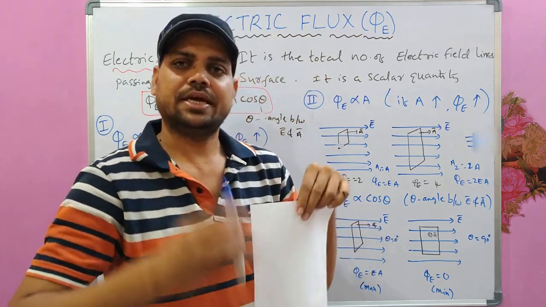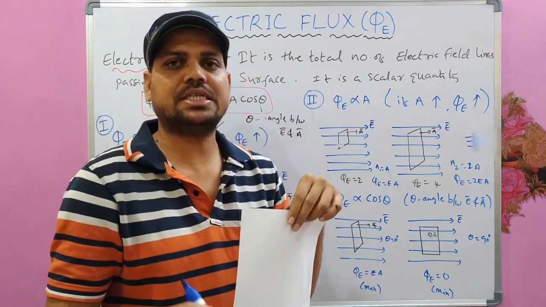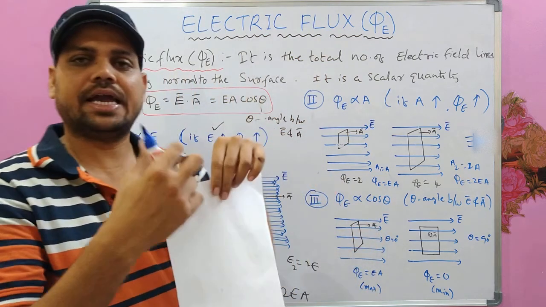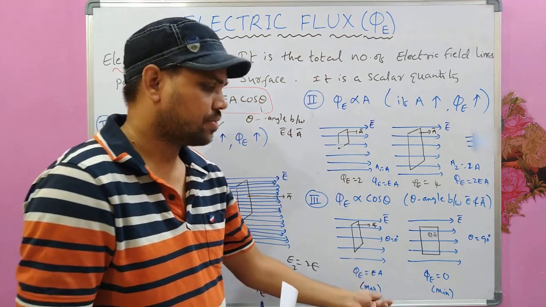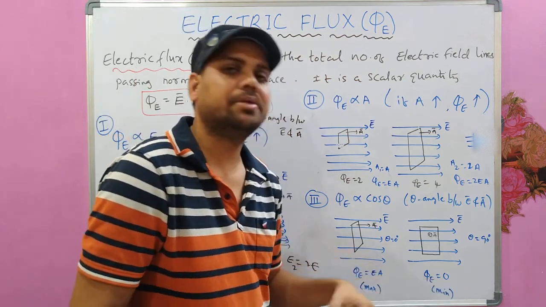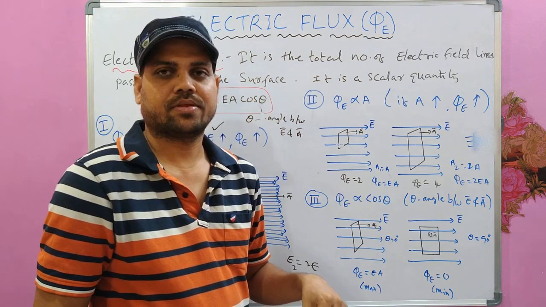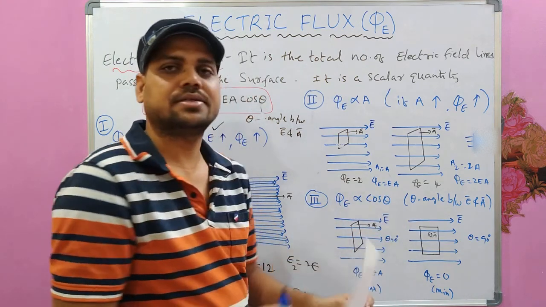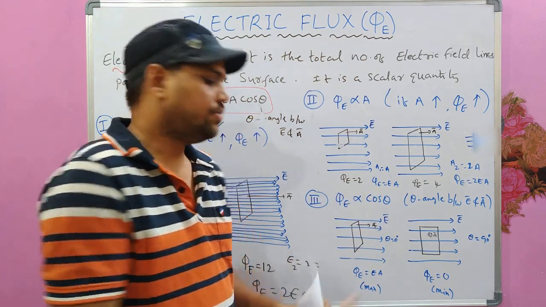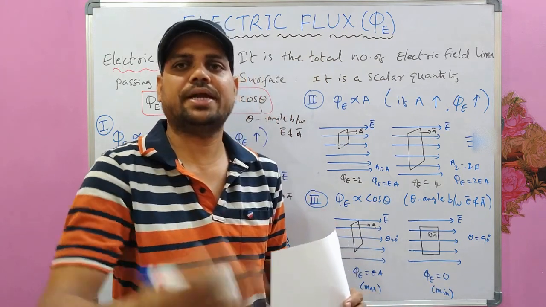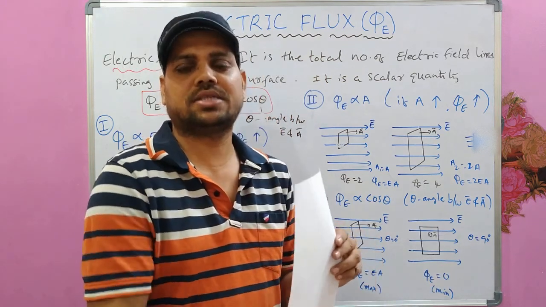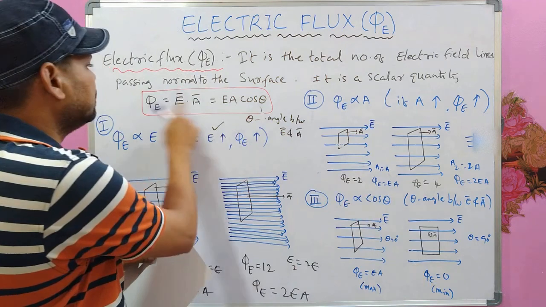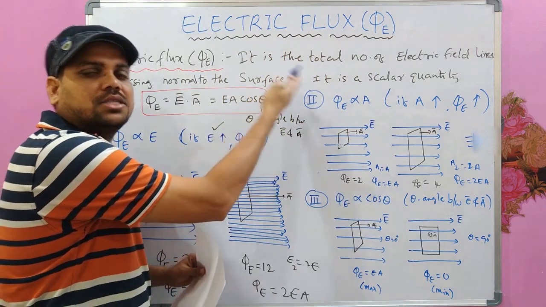But the concept here is theta value is influencing the flux value. Flux is depending on the angle between electric field and area vector. Here it is maximum, here it is minimum. For intermediate angles between 0 and 90 or greater than 90, it would be a different value depending on cos theta value. For example, if theta is 30, cos 30, if theta is 60, cos 60. So depending on the value of theta, this will change.